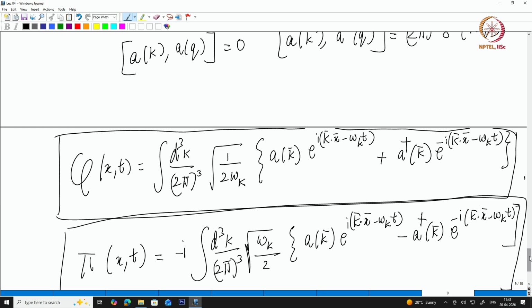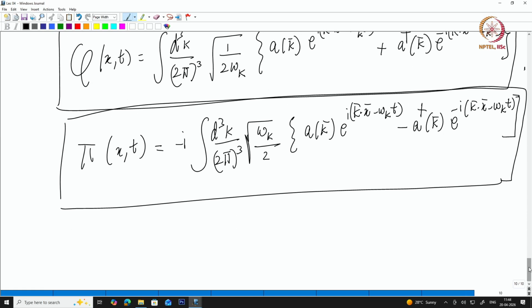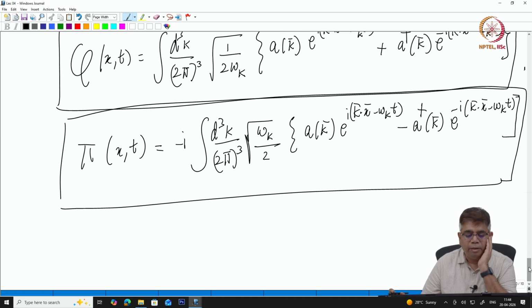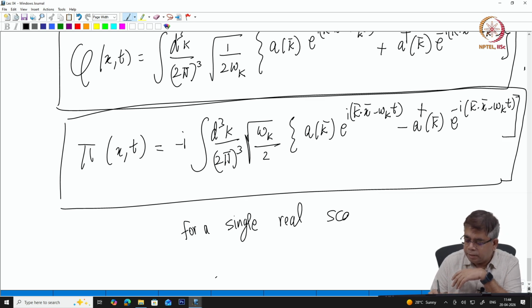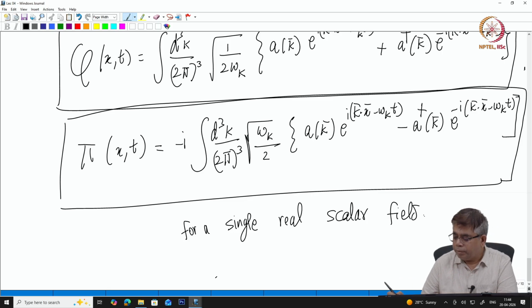So phi of x,t is given in terms of a of k e to the power ikx, which is a plane wave part, and then a dagger, which is given by this particular thing. So you have phi of x,t and the conjugate momentum field in terms of these annihilation and creation operators for a single real scalar field.